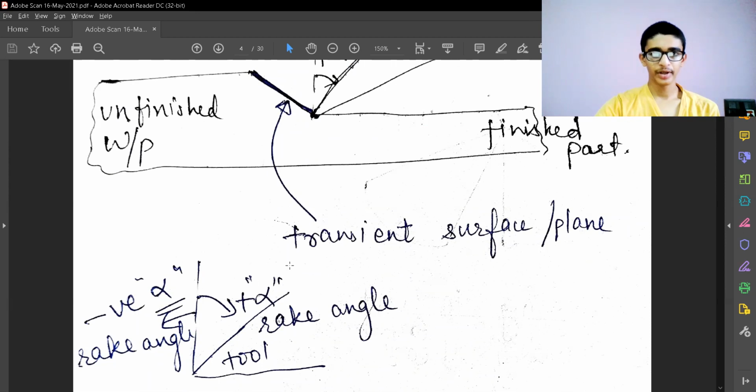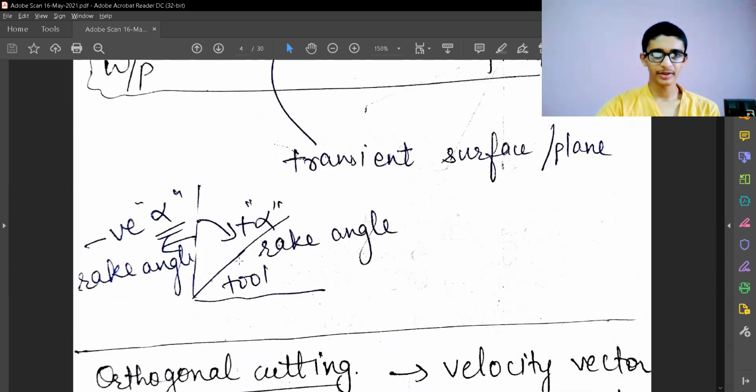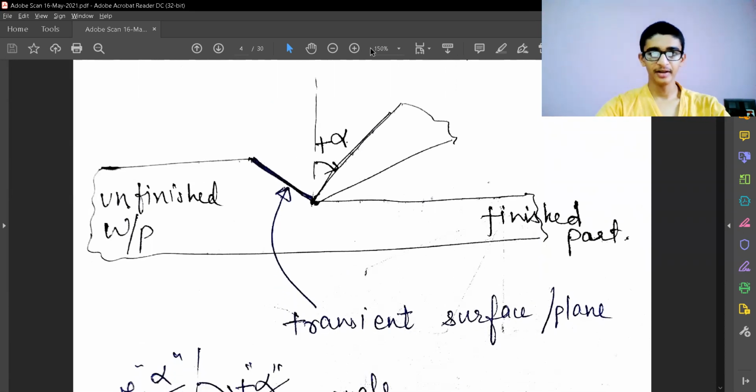And to give you an introduction, this is an angle alpha which is shown. This is the plus alpha side. This is the perpendicular from the finished surface, and this is plus alpha. That means it is a positive rake angle. On the other side, we'll define it as a negative rake angle. It is defined for this surface, the rake surface. That's why it is called the rake angle.